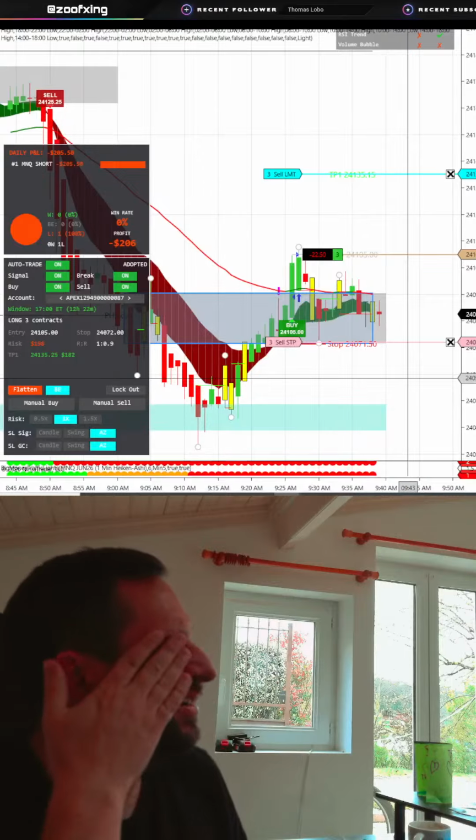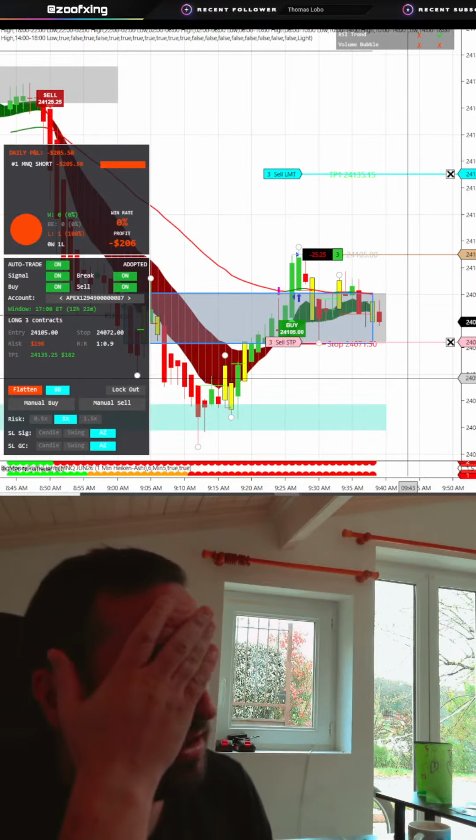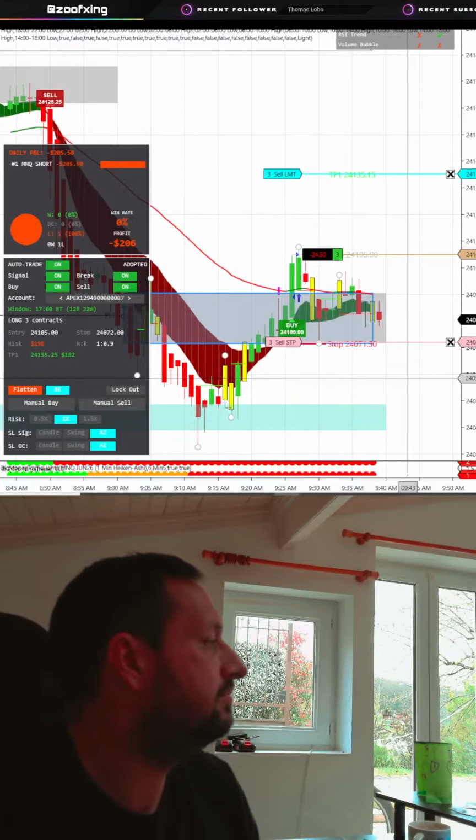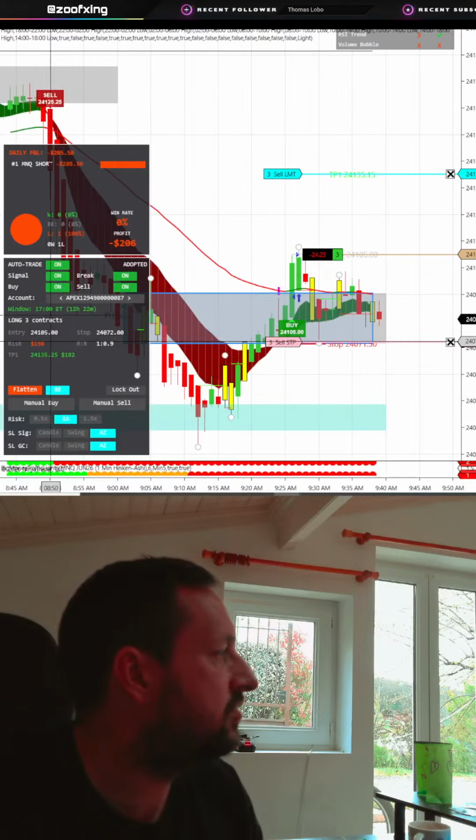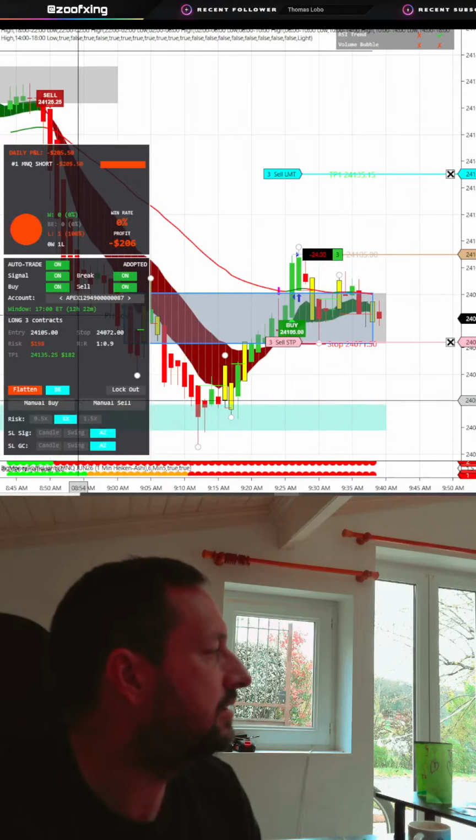Likely get stopped out here as we're very bearish. You can see the higher time frame's bearish anyway. We're just testing to make sure all the risk options are working before I publish this new update.